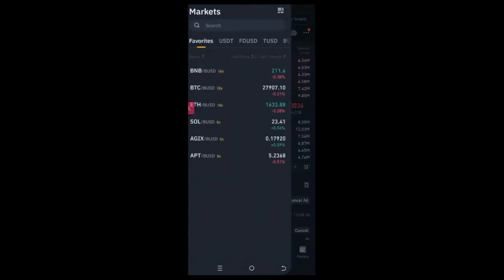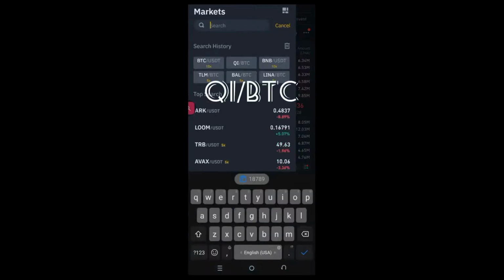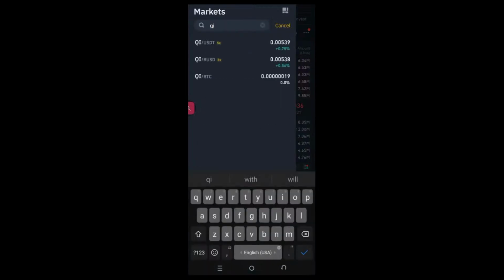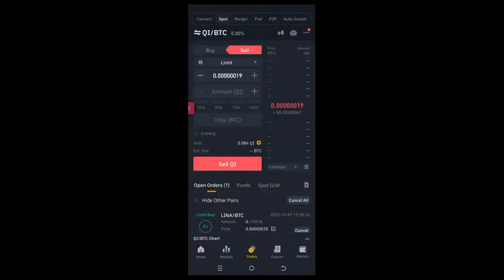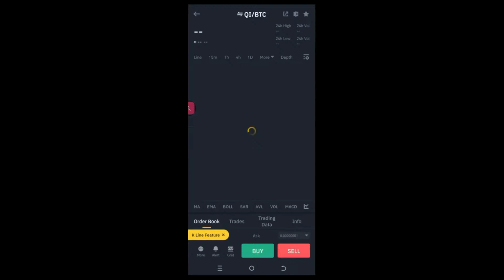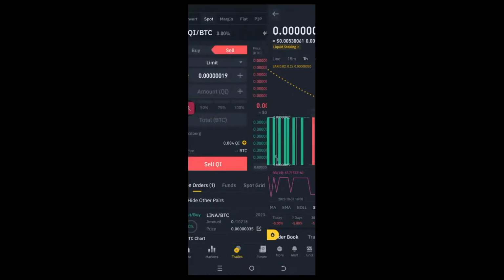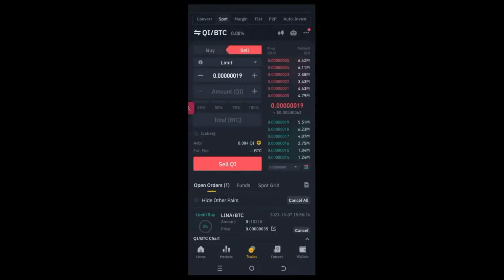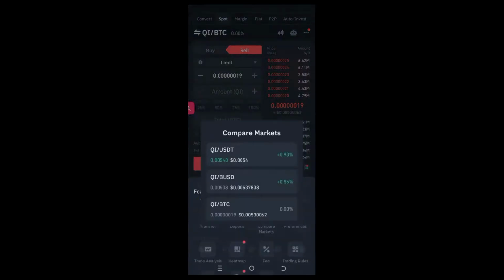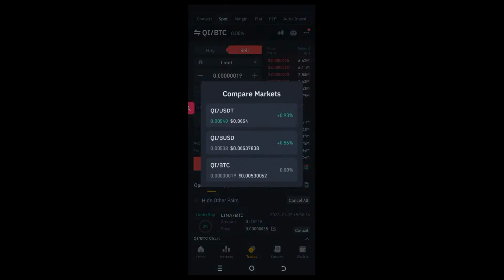Well, I thought of doing QI BTC, so let's check on QI. QI BTC looks like it's on the low. Let me check the chart whether the next move is for it to go down lower. It might and it might not, but it's currently on the downtrend. We hope it's not going to shoot up high. But as you can see here, it's currently at 0.00019. So let's quickly do a simulation and see what we will get.